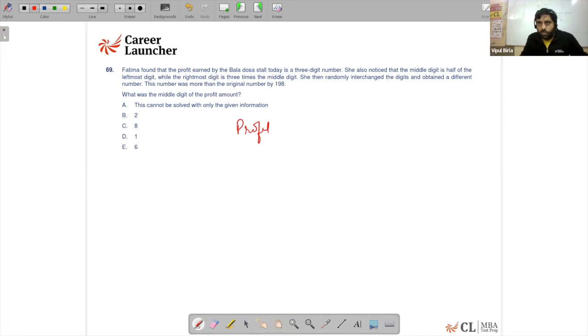She also noticed that the middle digit is half of the leftmost digit. So let's say these are the 3-digit and the middle digit is half of the leftmost digit. If the middle digit is x, the leftmost is going to be 2x, while the rightmost digit is 3 times the middle digit, so it's going to be 3x. So it's a 3-digit number. Profit is a 3-digit number.